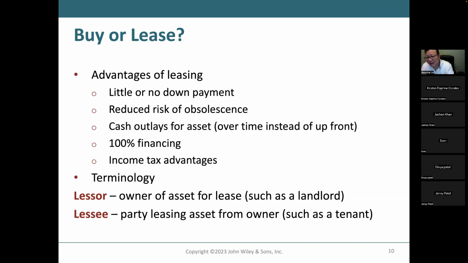Of course, it's not cheap to lease, right? That's probably the problem. I don't like leasing because it's quite expensive to lease a car.